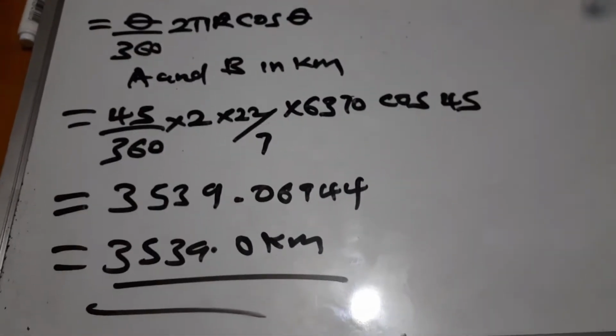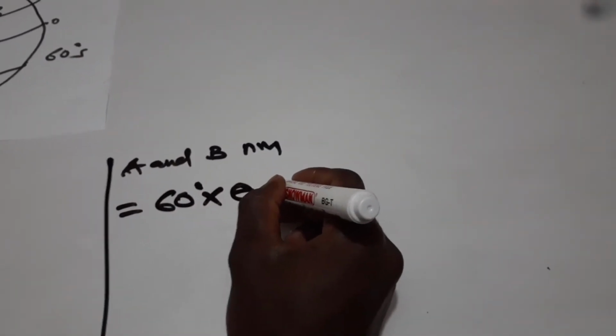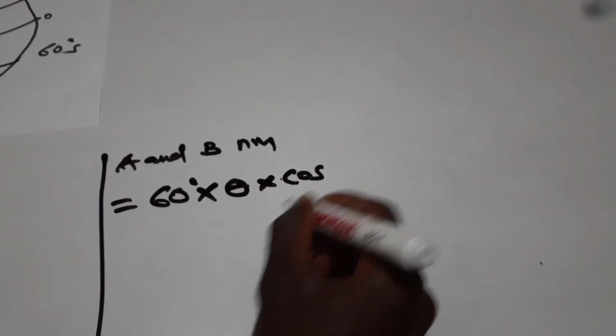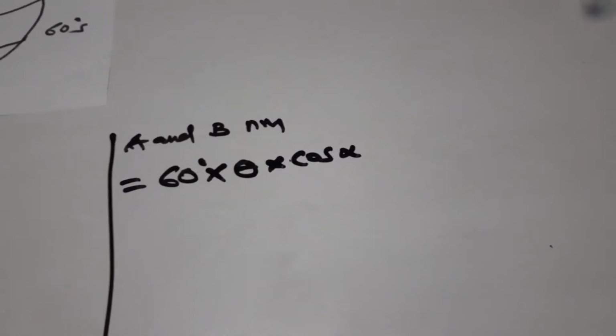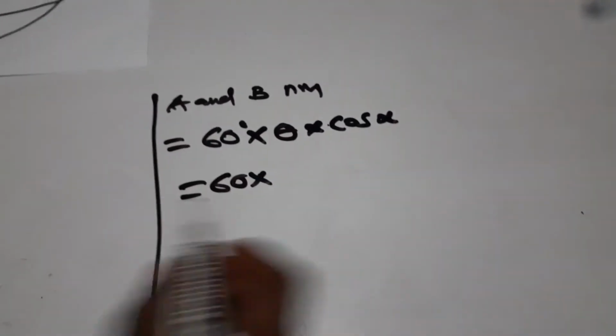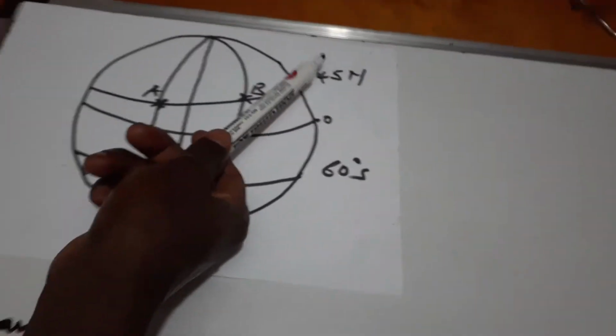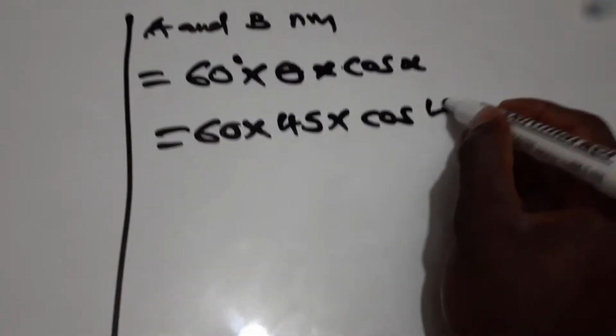What about the distance between town A and B in nautical miles? The formula for finding distance on a small circle in nautical miles is equal to 60 multiplied by the angle difference times cosine of the latitude. Are we together? So this gives 60 multiplied by the angle difference, which is 45, times cosine of the latitude. Our latitude is 45.